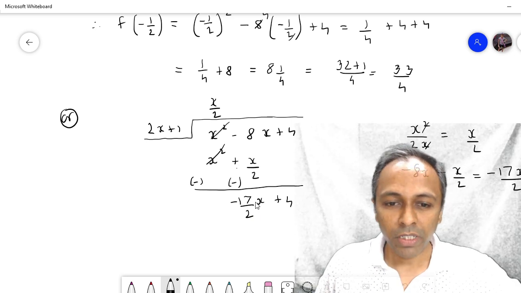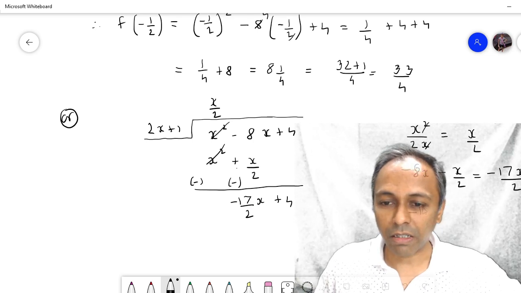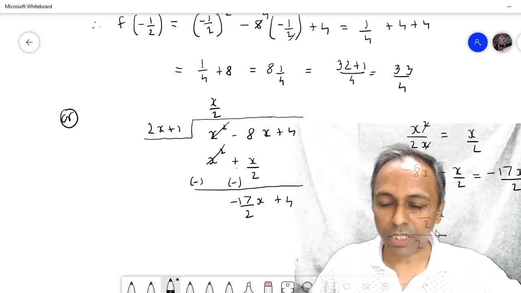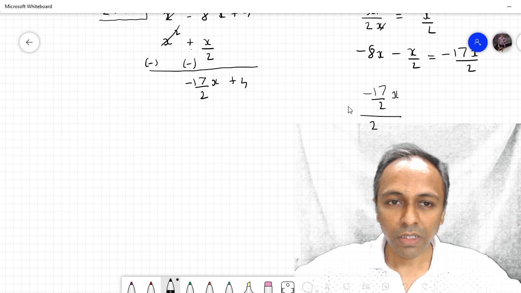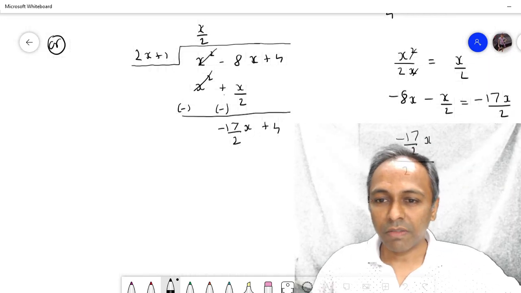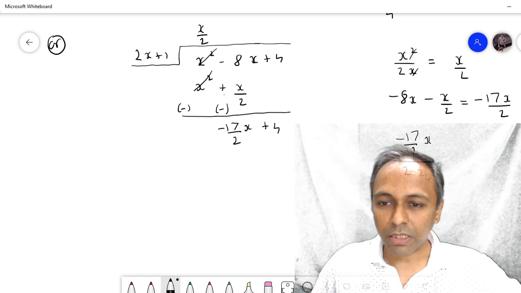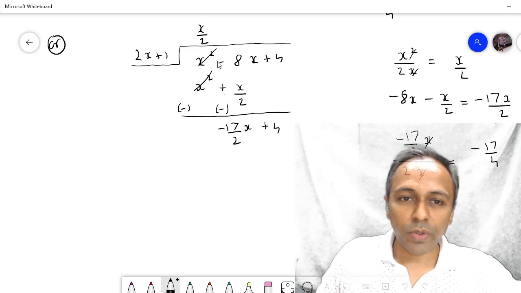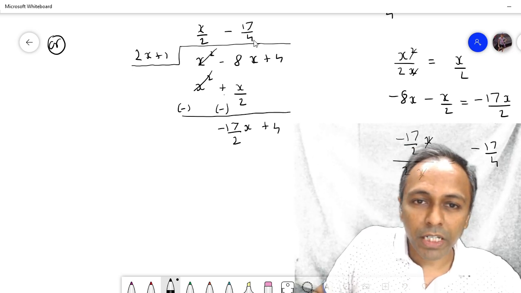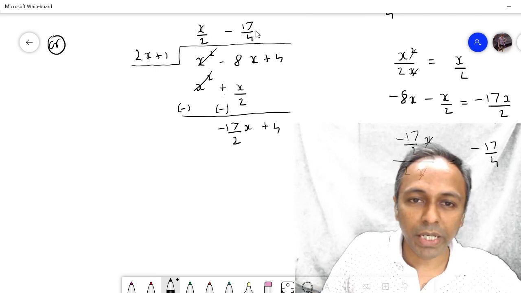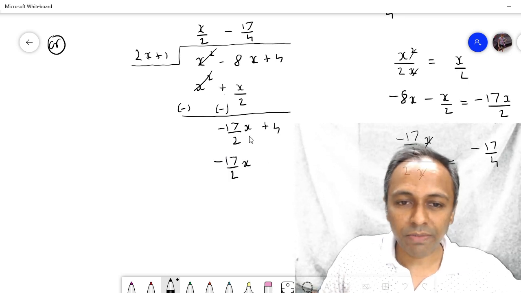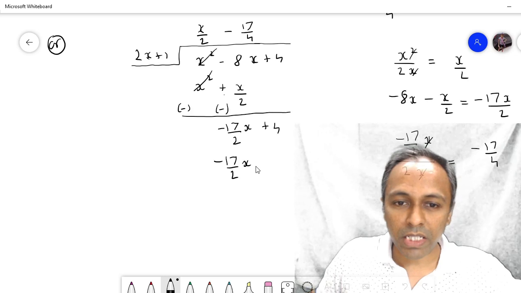We will continue our division. We will divide minus 17 upon 2x by the divisor's first value. When you divide by 2x, 2x gets cut, this becomes minus 17 upon 4. So in our quotient place, we will write minus 17 upon 4, and now we will multiply 2x with minus 17 upon 4. You can verify it. It will become minus 17 upon 2x, just like the first term. And 1 into minus 17 by 4 is minus 17 by 4.